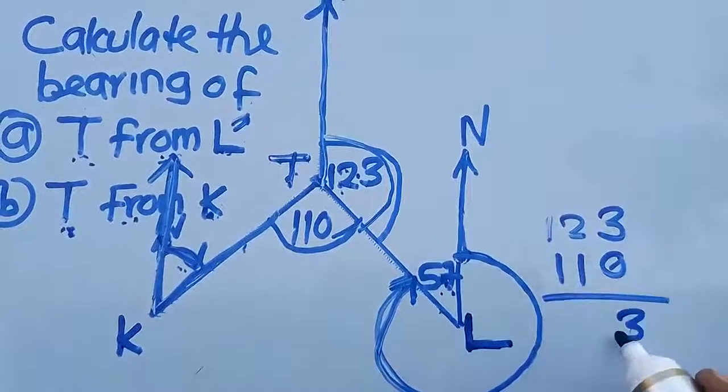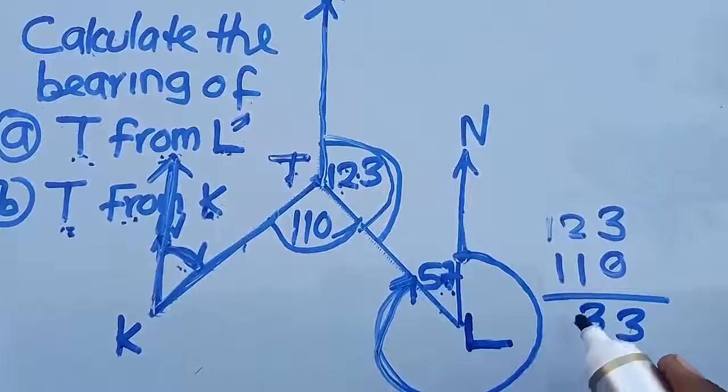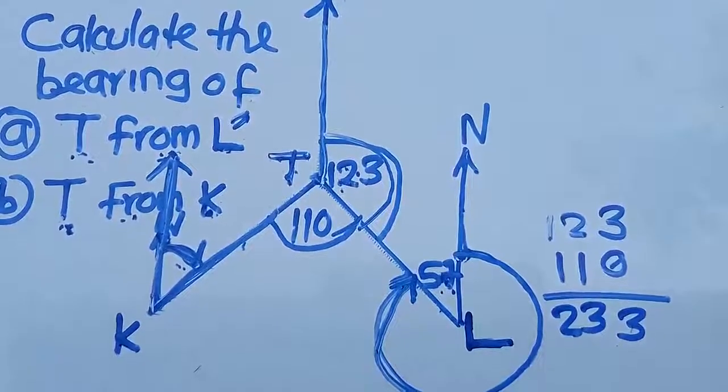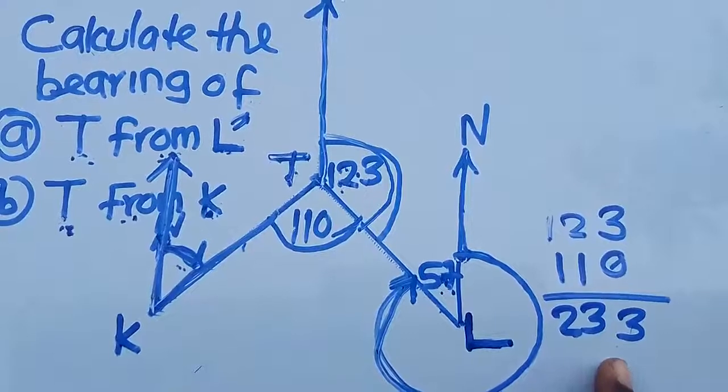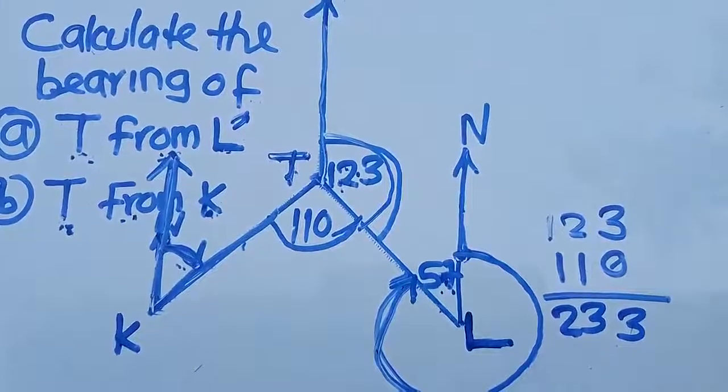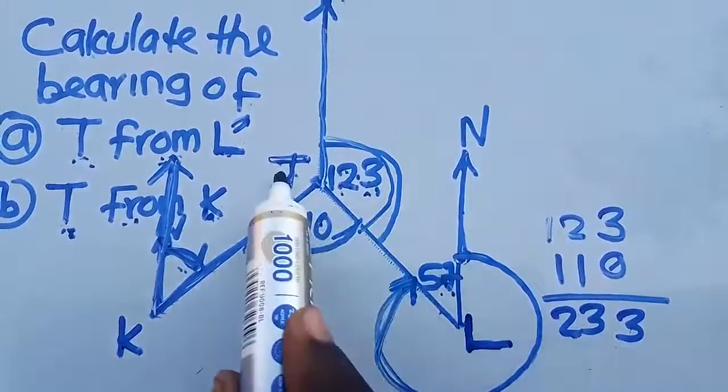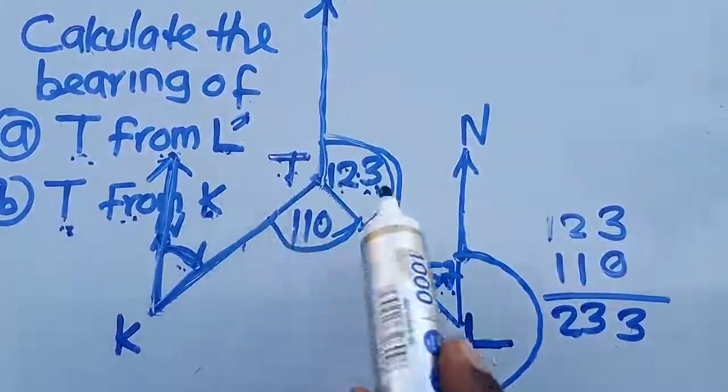This is 3. This is 2. You are going to get what? 233. So that you are going to get a 233. So then you say 360. This is 233 when you add these. Since you want to find that one, a complete turn, 360.